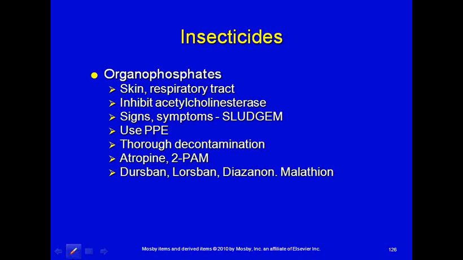And organophosphates inhibit acetylcholinesterase, so they inhibit the breakdown of acetylcholine. So acetylcholine builds up and up and up in the system when you're exposed to an organophosphate. Signs and symptoms that a person has been exposed to an organophosphate: they SLUDGE. They salivate, they lacrimate, they urinate, they defecate, they have gastrointestinal upset, they have emesis, their pupils become pinpoint.